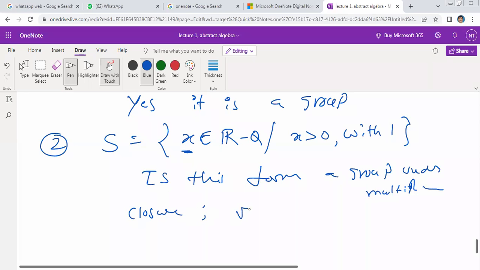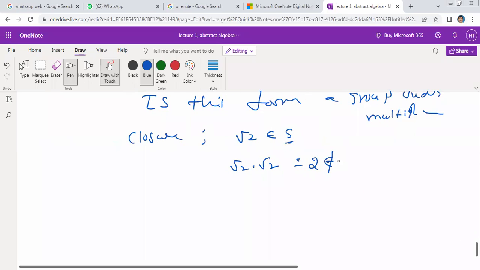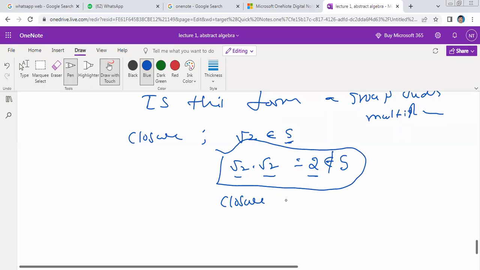Let's check closure property. I'm taking root 2. Root 2 belongs to S, am I right? Yes, sir. What about root 2 into root 2? It is 2. 2 does not belong to S. Yes, very good. Because the product of two irrational numbers can be a rational number, closure property fails. Closure is not satisfied. So in this way, if we check and one property fails with an example, then it's not a group. S comma dot is not a group.